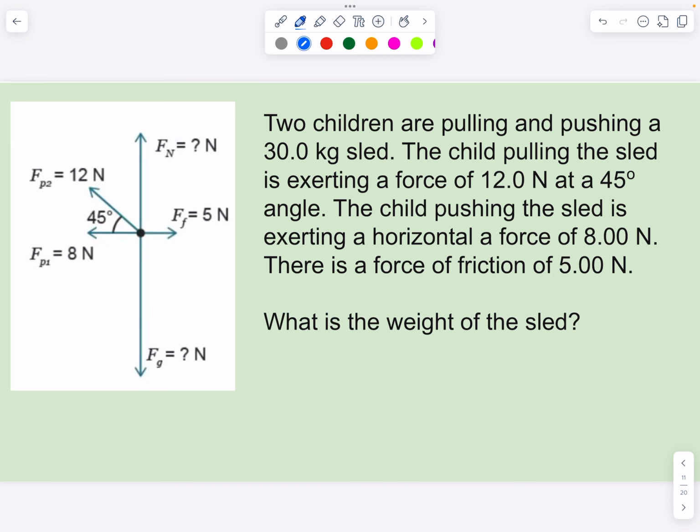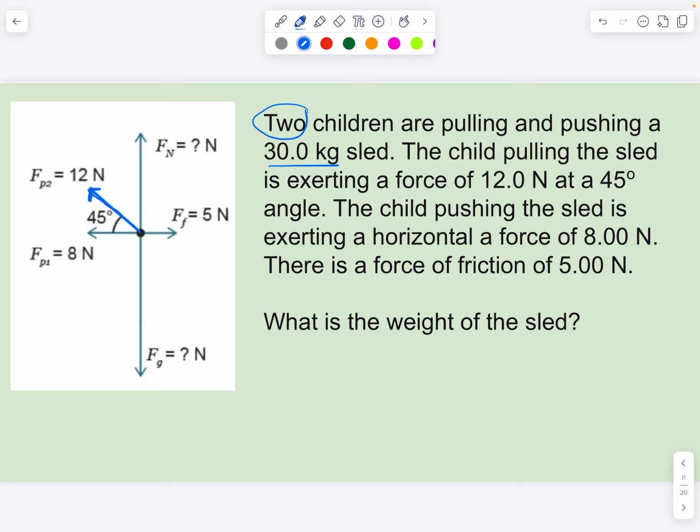Okay, now let's move on to our more complicated problems. These are the ones that you maybe got a little stuck on. So first of all, it says 2 children, and notice it's 2 children, are pulling and pushing a 30-kilogram sled. The child pulling the sled is exerting a force of 12.0 newtons at a 45-degree angle. So this is our first one here. This is the first kiddo pulling this way, 12 newtons this direction. That's one of our vectors there.